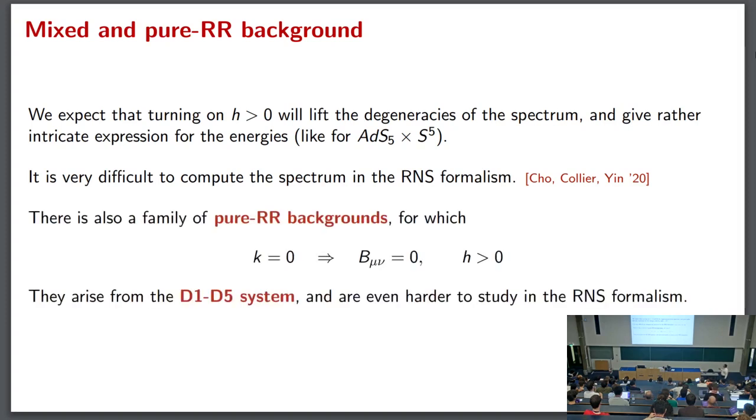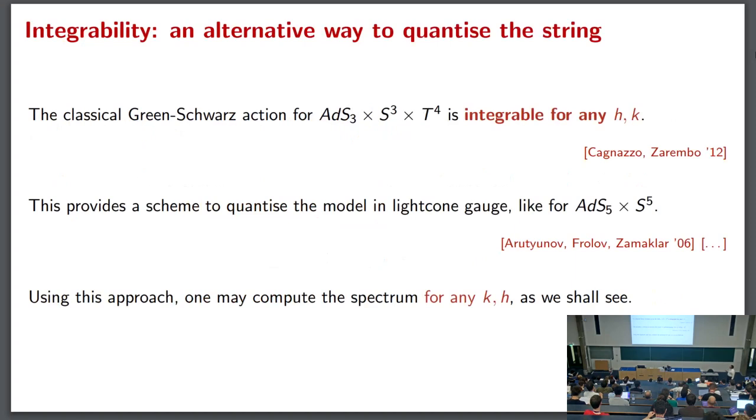By the way, there is also a family of backgrounds that are only Ramond-Ramond. They don't have any B field. The k is 0. They are just sourced by the Ramond-Ramond three-form. Those are even harder to describe in the context of the RNS string, but they're very interesting because they're related to the near horizon limit of the D1-D5 system. So integrability for this background provides an alternative way to study all of the spectra of all of these backgrounds.